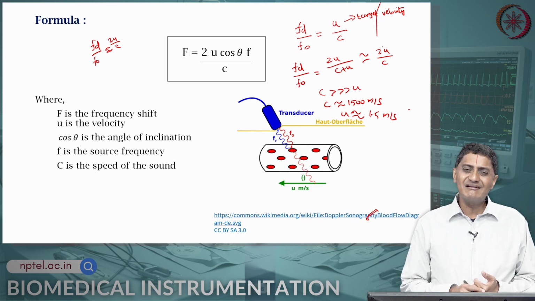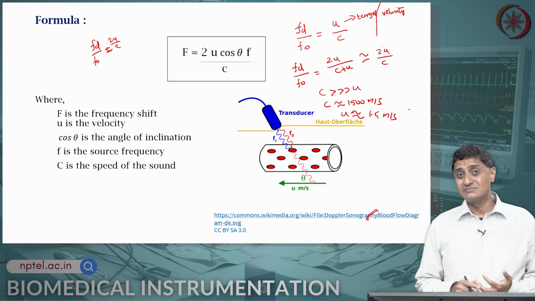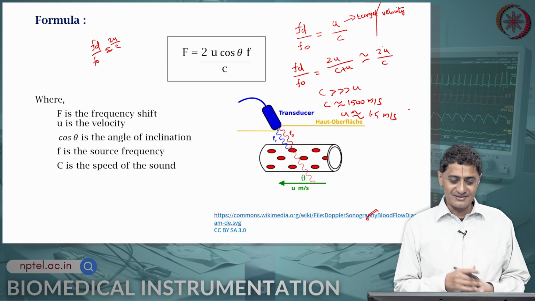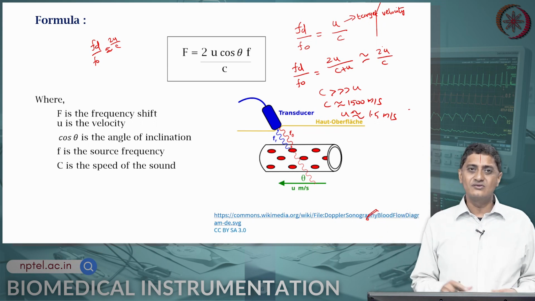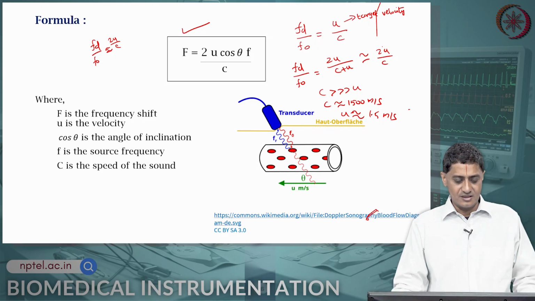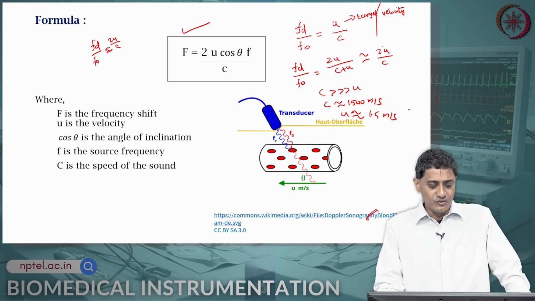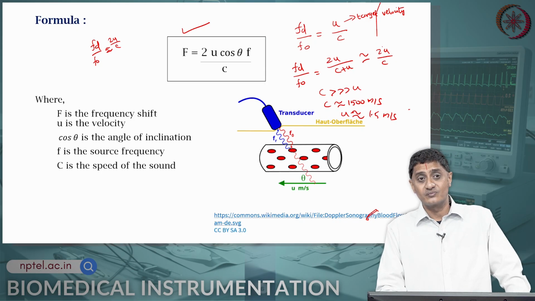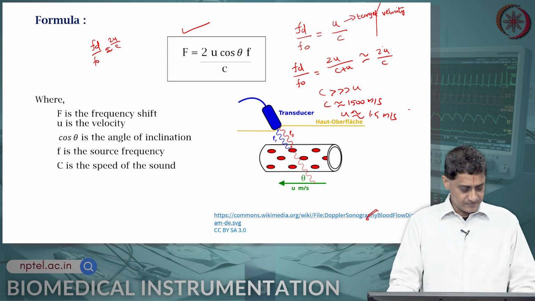But then velocity does not act along the same line. There will be an angle factor that comes into this picture, and that angle factor is included in this formula, where F is the frequency shift, U is the velocity of flow, cos theta is the angle of inclination, F0 is the source frequency and C is the speed of sound. Now, you know the frequency shift that happens and the angle effect that comes into the picture.